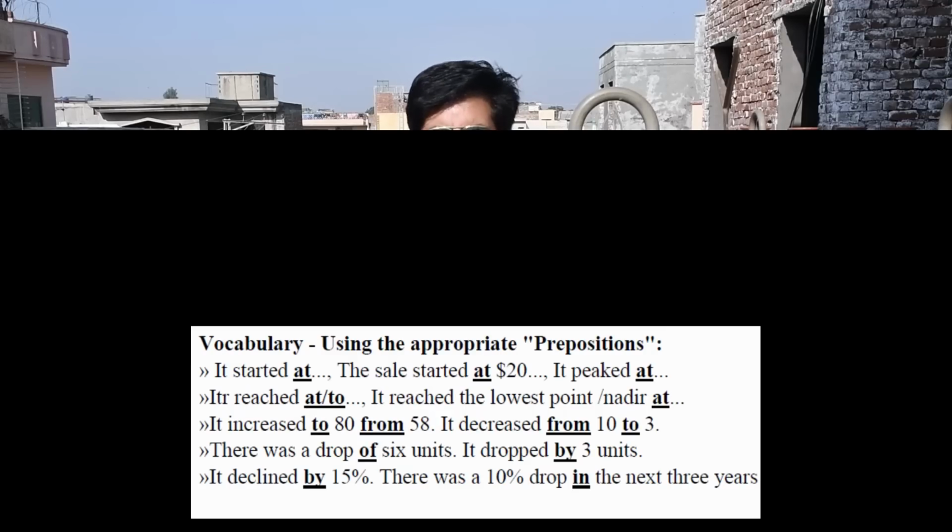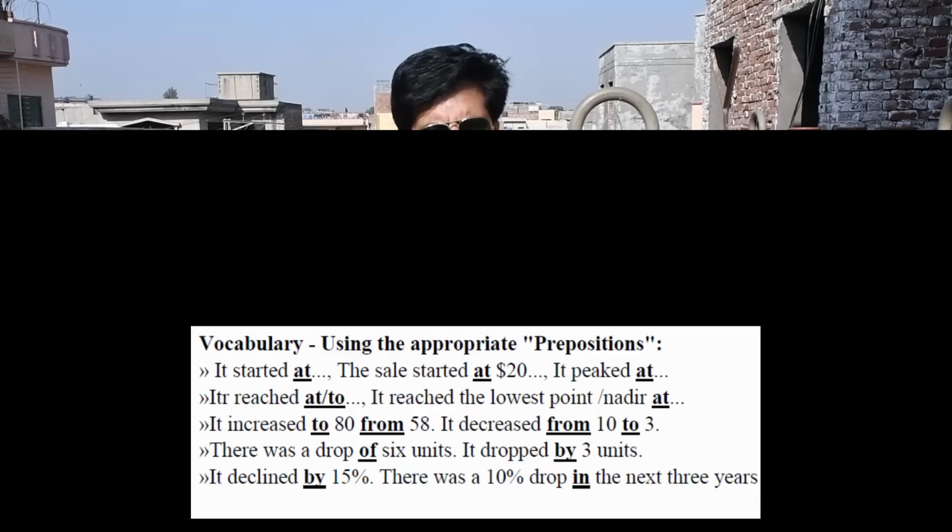It started at. The sale started at $20. It peaked at $100. It reached $100, or it reached $200. It reached the lowest point at $100. It increased to 80 from 58, or it decreased from 10 to 3. There was a drop of 6 units. It dropped by 3 units.